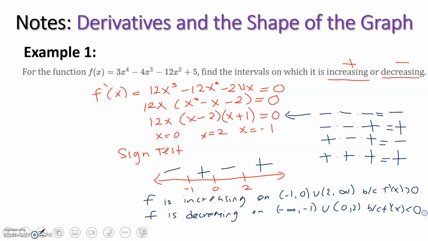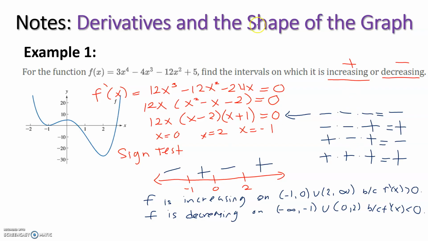Then if you go ahead and graph, you will see that this is in fact the case. If you look closely at the graph, you'll see that it is increasing, like we said, from -1 to 0, and then again from 2 to infinity, and it is decreasing from -infinity to -1, and again from 0 to 2.